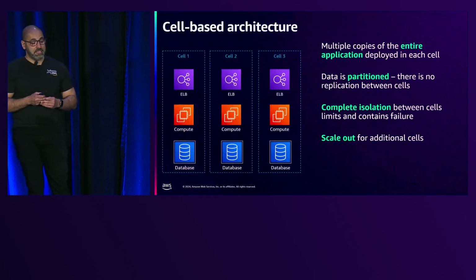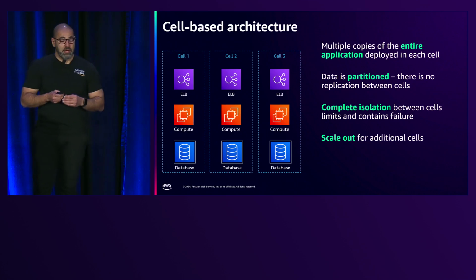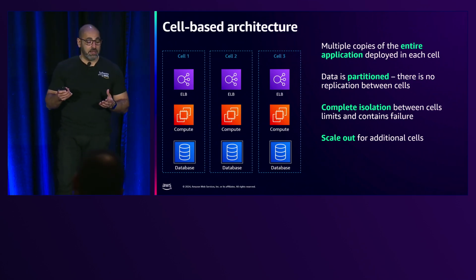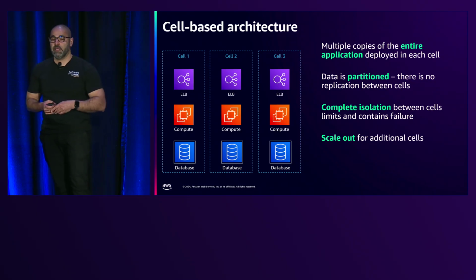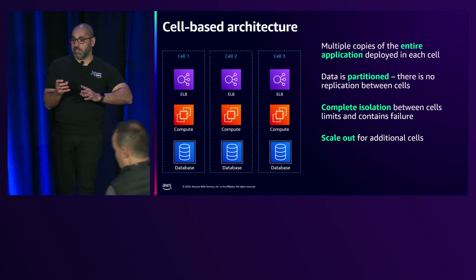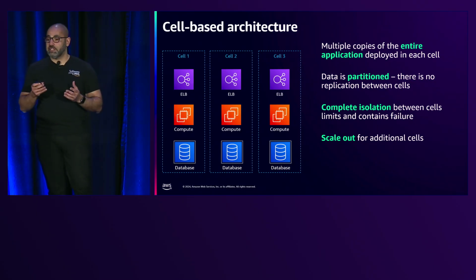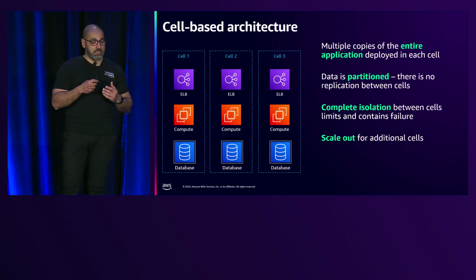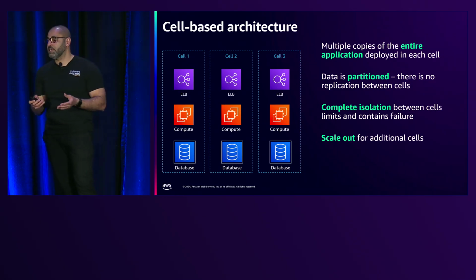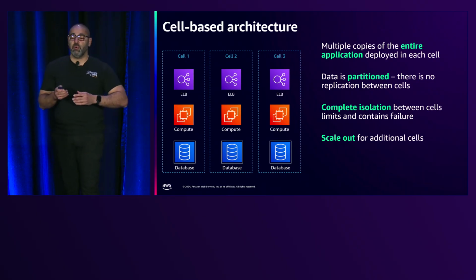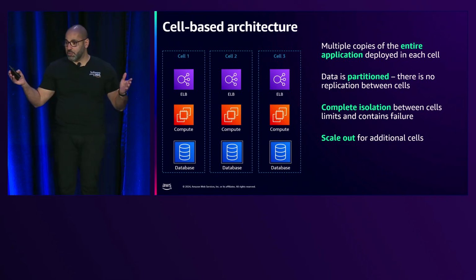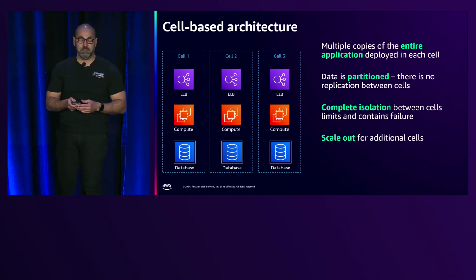So, cell-based architecture. Each cell will have a copy of the entire application stack deployed in it. Cell state is not shared between each other, and data is partitioned in such a way that there's no replication between cells. And you'll have complete isolation between the cells and a way to limit and contain the failure. And plus, with cell-based, you could easily scale out your infrastructure as opposed to scaling up.